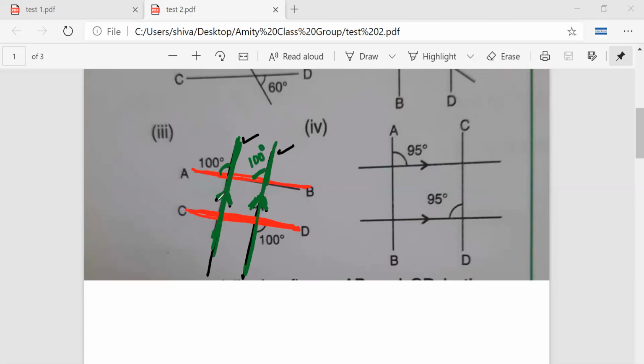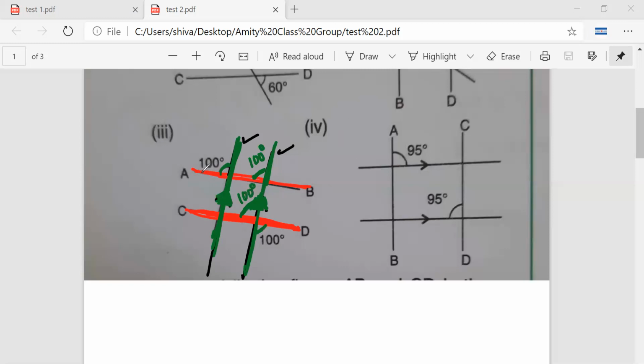Mr. Sarthak, is it okay? Yes, sir. Now, if this angle is 100 degree, this angle would also be 100 degree. Mr. Satya, is it okay? Yes.